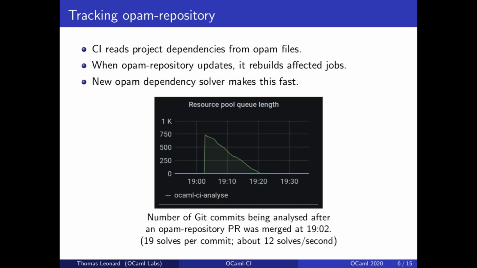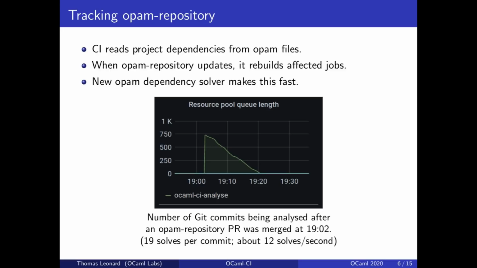And this graph here shows a fairly typical example of the OPam repository being updated. A PR was merged to master at 19:02, and the CI kicked off 750 new analysis jobs, one for each of the branches and PRs that it was monitoring. For each of those PRs, it performed 19 separate OPam solves, one for each of the platforms that it tests against. And as you can see, it took about 18 minutes to find all the jobs that needed to be rebuilt. That's doing about 12 OPam solves per second on a single computer.